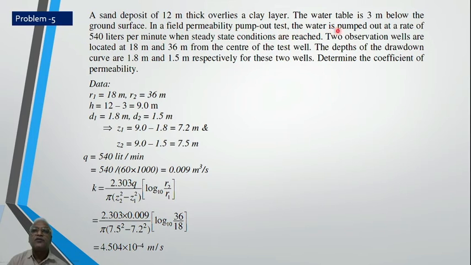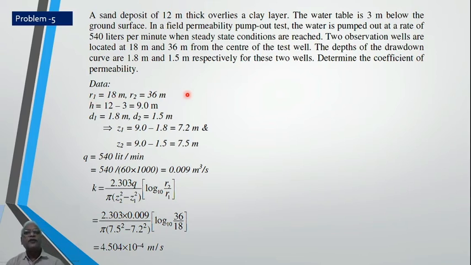Pumping out test. The water is pumped out at a rate of 540 liters per minute when steady state conditions are reached. Two observation wells are located 18 meters and 36 meters from the center of the test. The depths of the drawdown curve are 1.8 and 1.5 meters respectively for those two wells. Determine the coefficient of permeability.